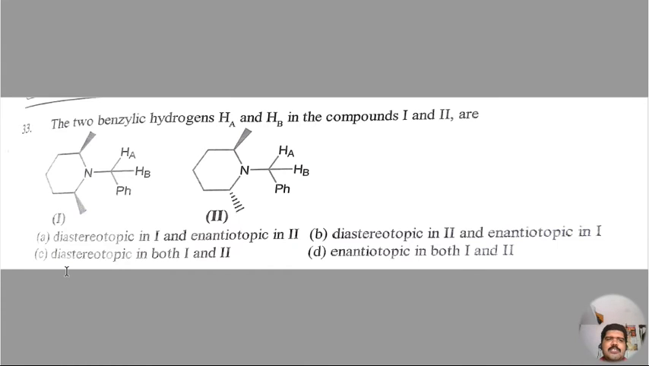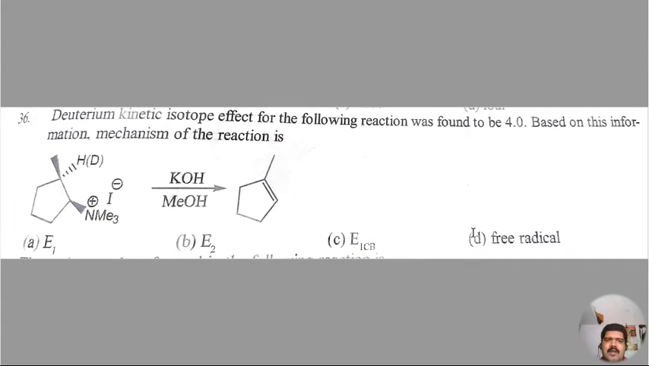Now look at the next question. The two benzylic hydrogens HA and HB in 1 and 2 are. It's a very simple question. You have a plane here passing through this molecule, above and below same, so it will be enantiotopic, but here it is diastereotopic because there is no plane. So it will be option B, diastereotopic in 2 and enantiotopic in 1. Right?